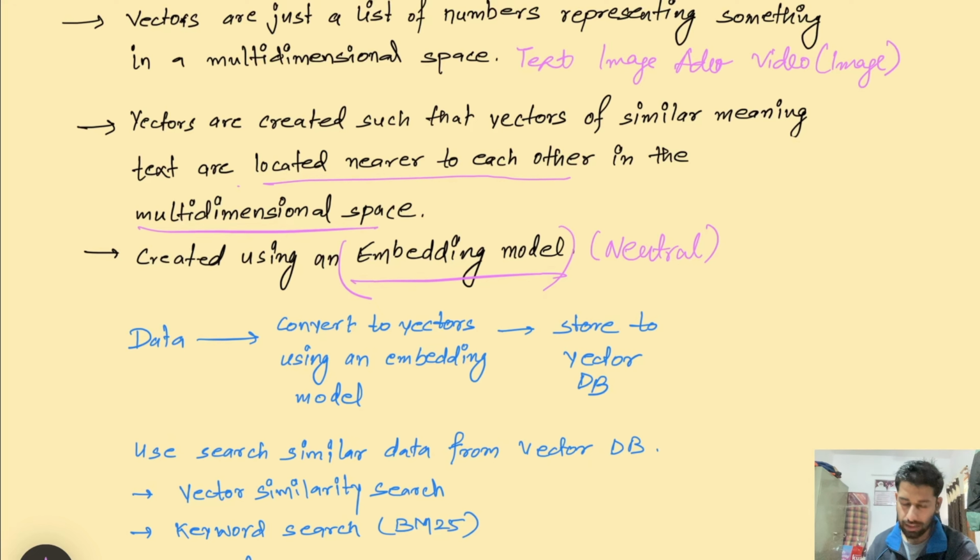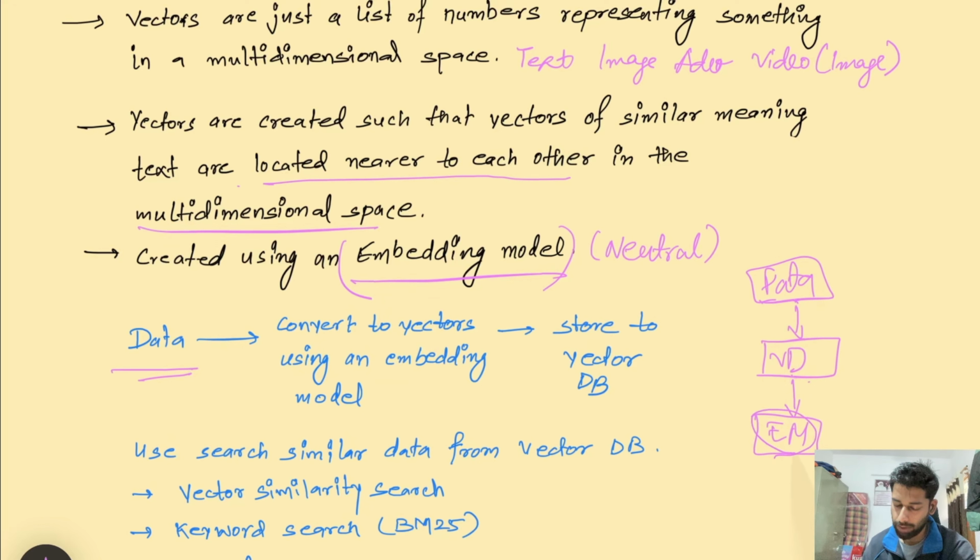Now what happens in the vector database is that if this is my vector database, data is passed into this vector database, and the data would be automatically converted using an embedding model that you are going to configure in this vector database. So that data would be converted into vectors using the embedding model that you have passed, and then would be stored in the database. So this is what happens in a vector database.